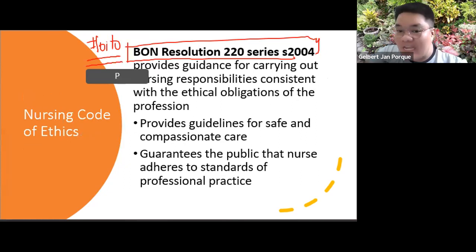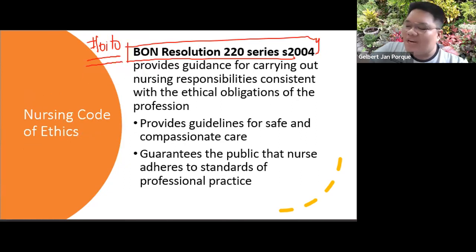Okay, it was first drafted in Iloilo. It was drafted by the Philippine Nurses Association, Iloilo chapter, along with other chapters, of course, of the PNA. And then later on, it was adopted as your Board of Nursing Resolution 220, series of 2004. Now, again, class, emphasis on the Board of Nursing.